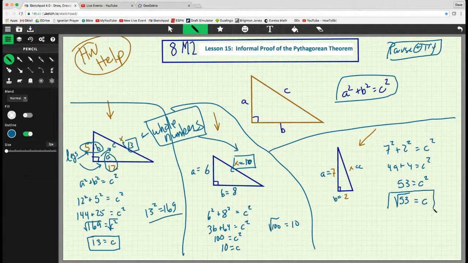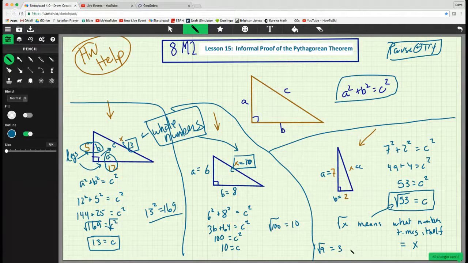This means the square root of x means what number times itself equals x. So the square root of 9 is 3, because 3 times 3 equals 9.